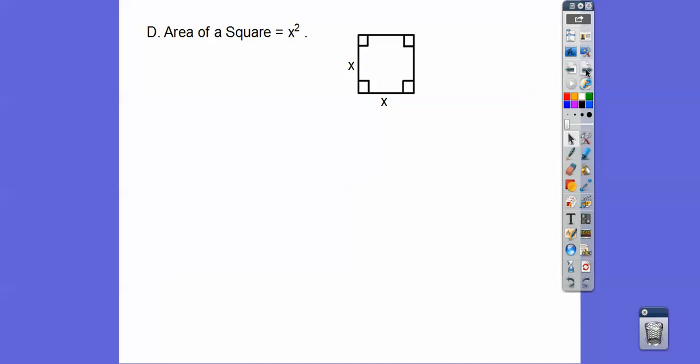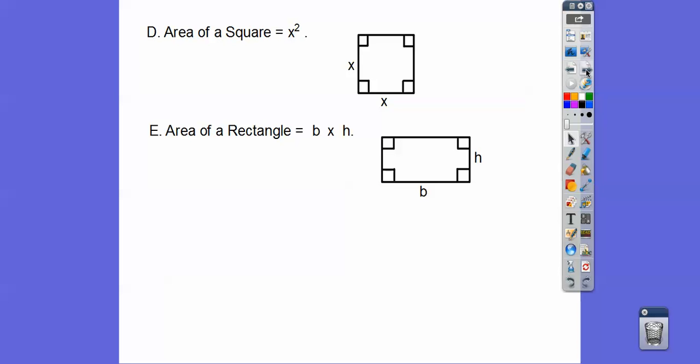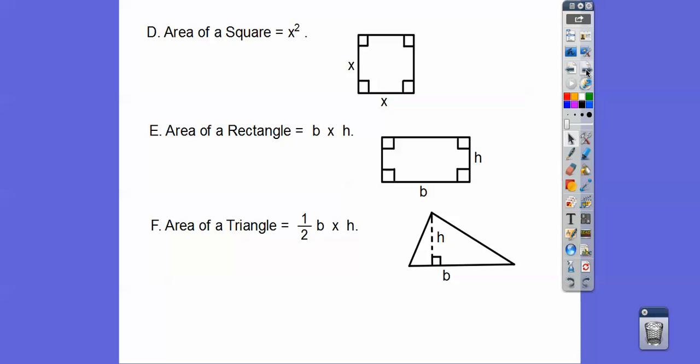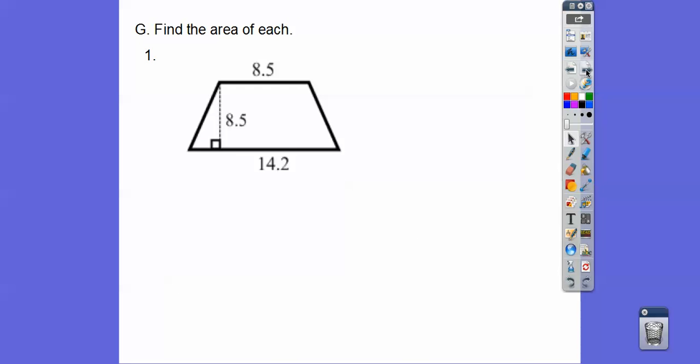Squares, okay, you did that back in grade school. Same with rectangles, base times height. And triangles is 1/2 base times height, okay? And don't forget, area is always in square units, okay? So inches squared, centimeters squared, whatever.